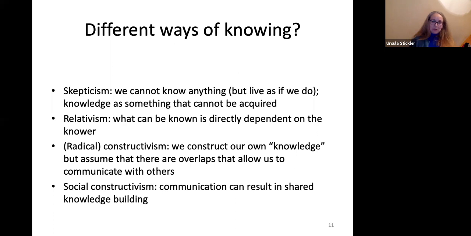Radical constructivism takes this approach that we actually actively construct our knowledge. Our knowledge is the way that we explain, that we see, that we talk about the world. And by talking about the world, we're making it in this way. And in social constructivism, this interaction, the communication, is a very relevant, very important part of this shared creation of knowledge, this knowledge building together.